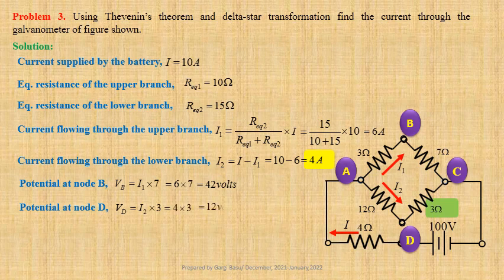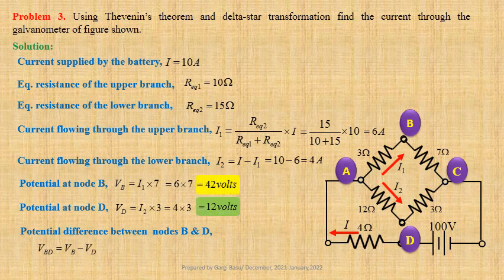Let us now calculate potential difference between nodes B and D. VBD equals VB minus VD. Using values we get 42 minus 12 equals 30 volts. Here VBD equals VThevenin, which is the Thevenin's voltage.